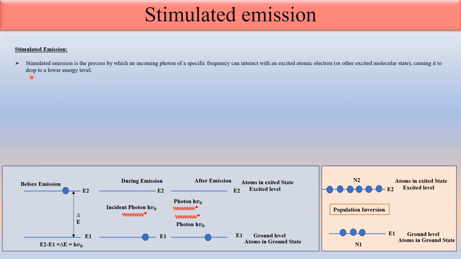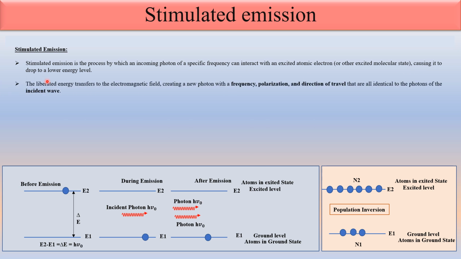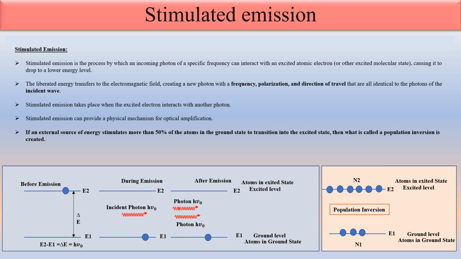Stimulated emission is the process by which an incoming photon of a specific frequency can interact with an excited atomic electron or other excited molecular state, causing it to drop to a lower energy level. The liberated energy is transferred to the electromagnetic field, creating a new photon, which is very similar in frequency, polarization, and direction of travel, all identical to the photons of the incident wave. Stimulated emission takes place when the excited electrons interact with another photon. This is the incident photon, and when this incident photon interacts with any electron in the excited state, then stimulated emission happens.